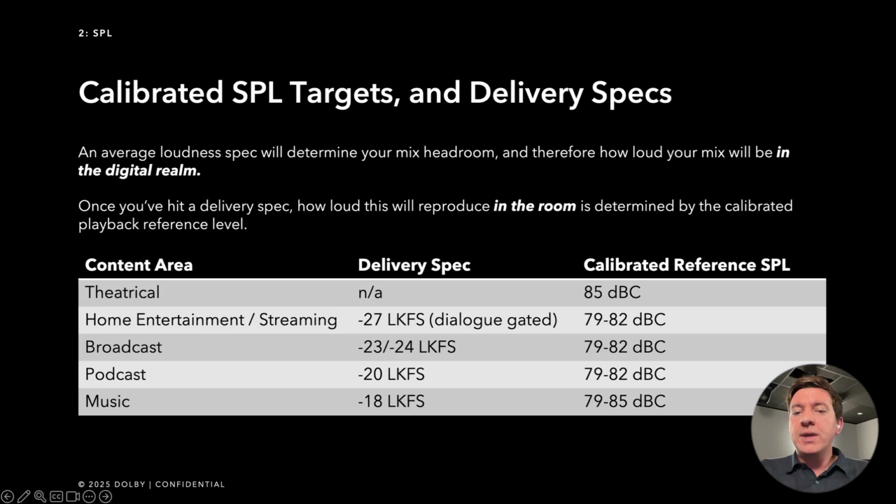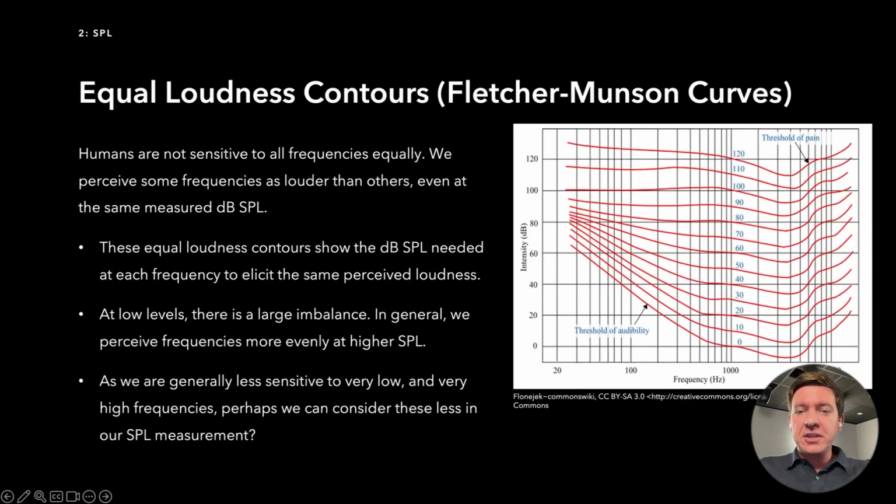So why do we actually need this and why do we choose these levels? This is a massively complicated topic in and of itself, and you could go down a rabbit hole with this. But in large part, it comes down to the fact that we as humans don't actually perceive the relative level of different frequencies equally. So the graphs that you see here, a really famous study done by Fletcher and Munson. These are the equal loudness contours or Fletcher-Munson curves. This is like the frequency response of human hearing.